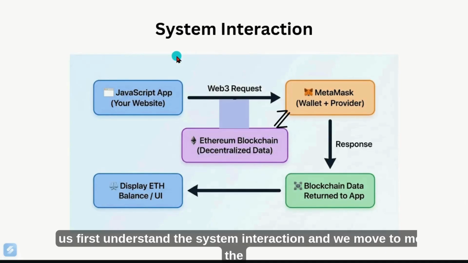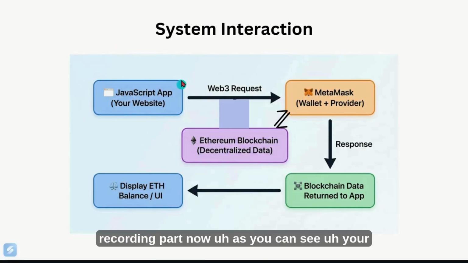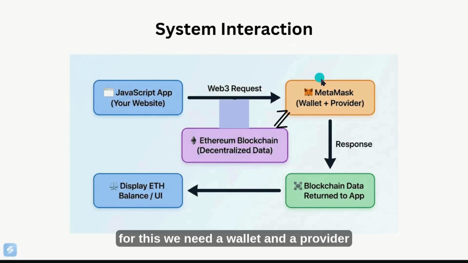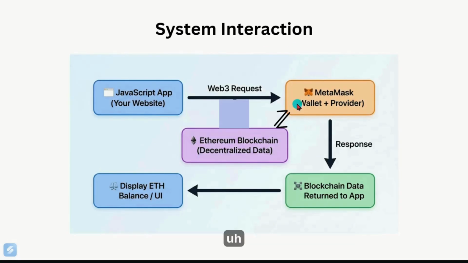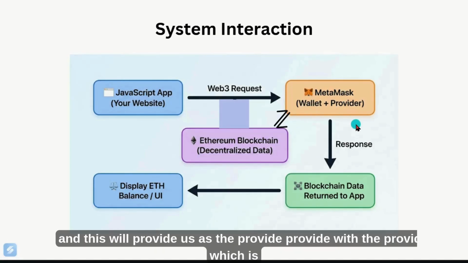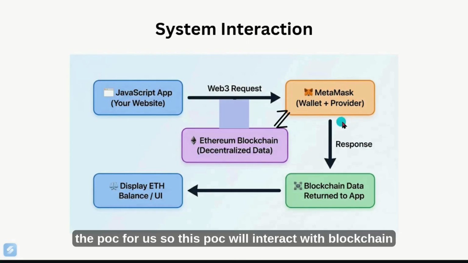Now, let us first understand the system interaction and then we will move to the coding part. As you can see, your JavaScript cannot directly interact with the Ethereum blockchain. For this, we need a wallet and a provider. We will be using MetaMask as the wallet, and this will provide us with the provider, which is the point of contact for us. This provider will interact with the blockchain, and all the data will be fetched to the UI.